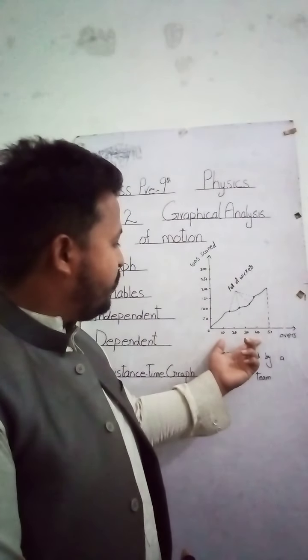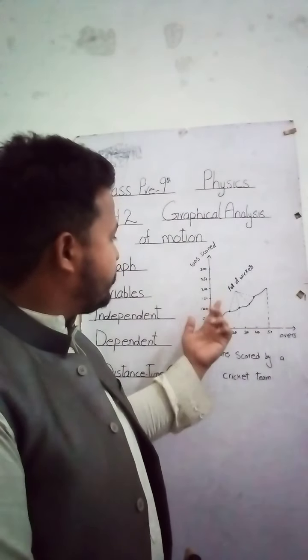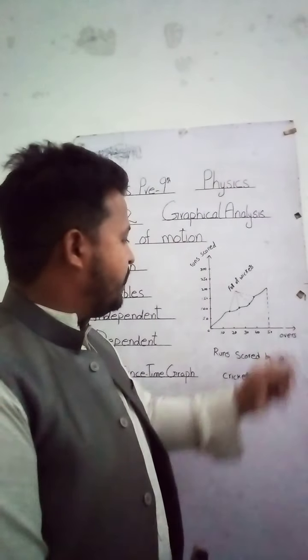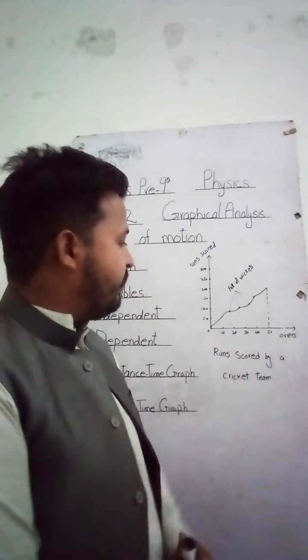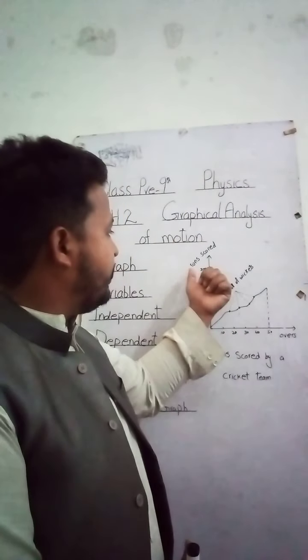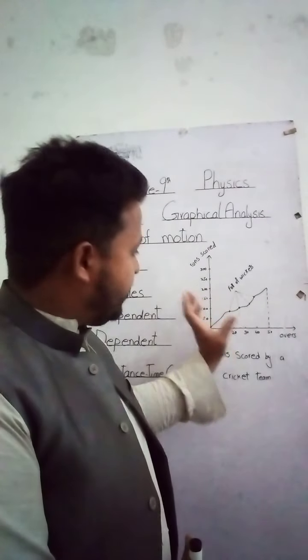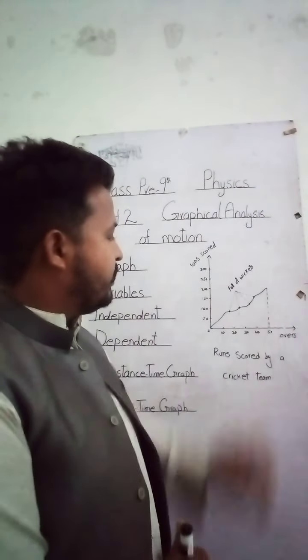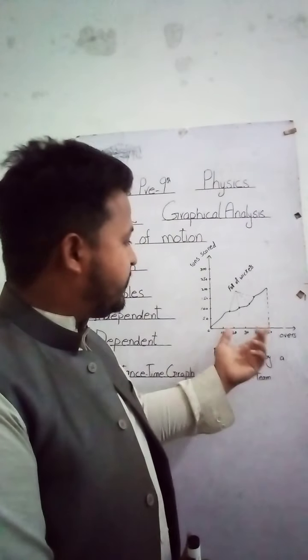With the passage of overs, the runs which are scored by the team are on the vertical column and on the horizontal x-axis we have overs. Students, this is a graph between overs and runs. In this graph we have two quantities, overs and runs which are scored. So this is called a graph.